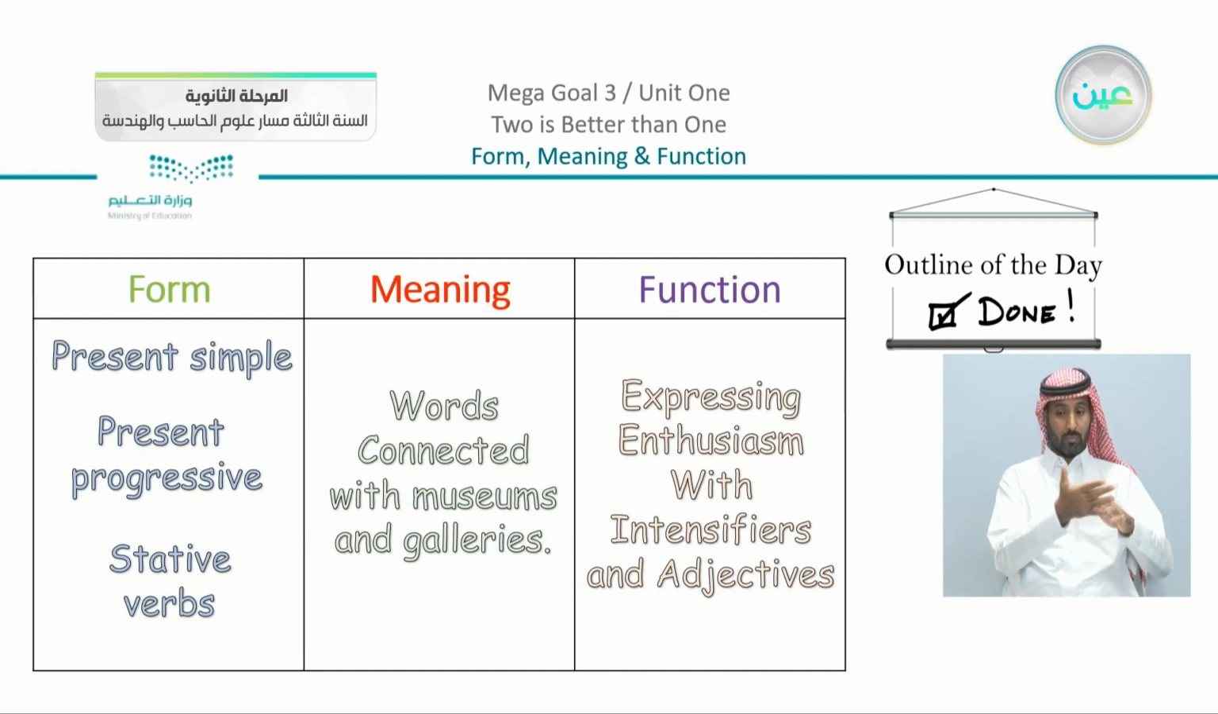Now, what did we do in our lesson today? We have the form, meaning, and function. So we have the present simple, the present progressive, and stative verbs. As meaning, we discussed words connected with museums and galleries. And as function, we have expressing enthusiasm with intensifiers and adjectives.